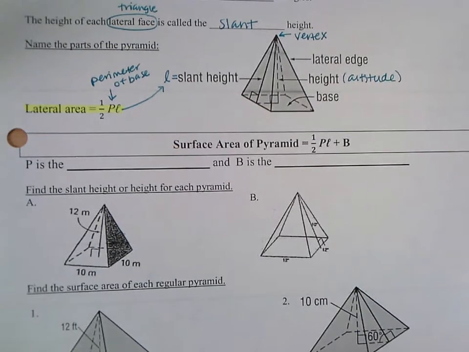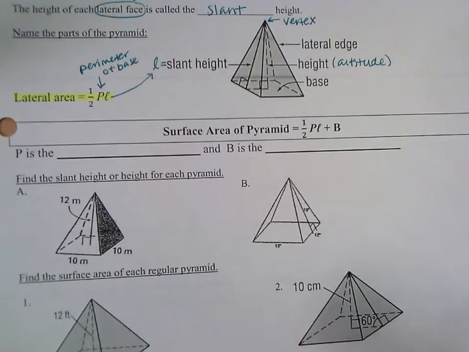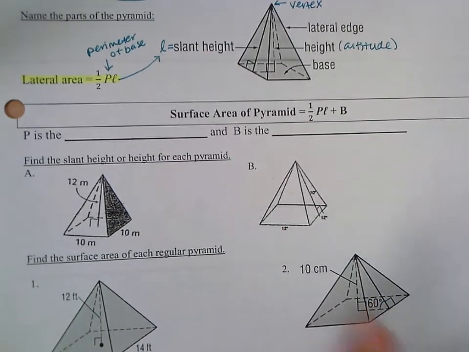That really is each of those 4 triangles, or however many you have, all added together, those areas. But that's a shorter, more simplified way to get it. And then here's your surface area formula for a pyramid.